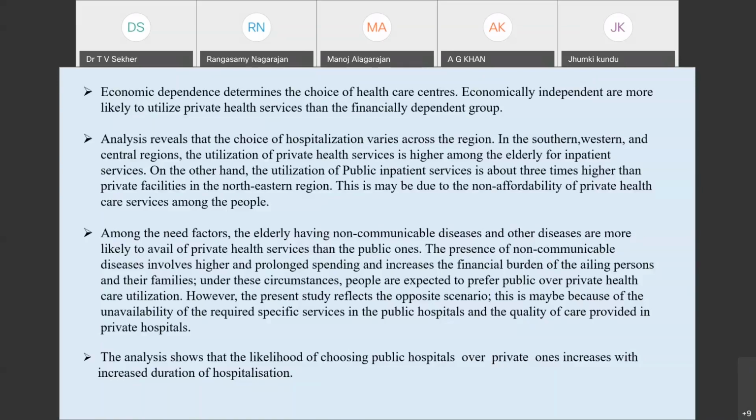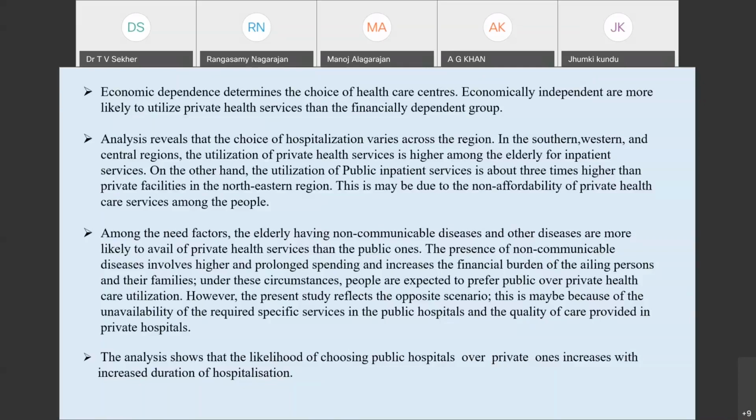Maybe there are some implementations of government programs in Northeast India that tend to expand the coverage of health insurance in the public sector. So for this reason, maybe the people belonging to the Northeast region are more likely to use the public inpatient services as compared to the private.